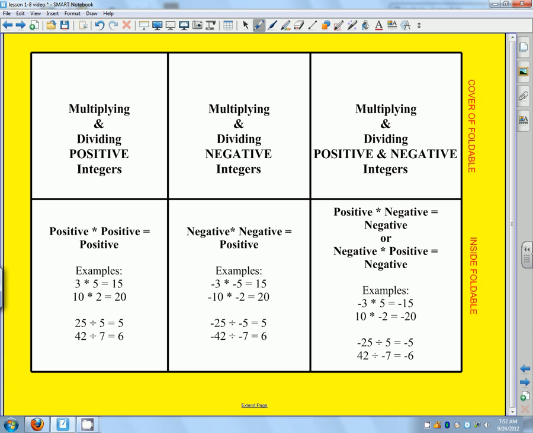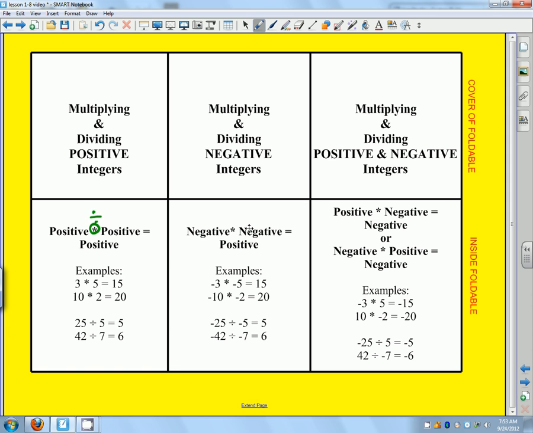So if you want to take out that foldable, you can always use this anytime you're taking a quiz, doing homework, practice problems, anytime. So just remember that multiplying and dividing positive integers, a positive times a positive is positive. Now, it's not just always multiply either right here. It can be also divide. So make sure it's both of those.